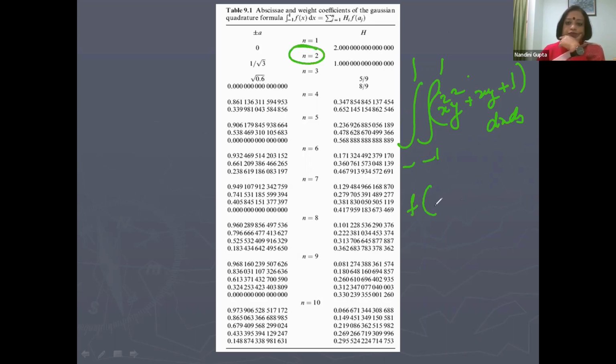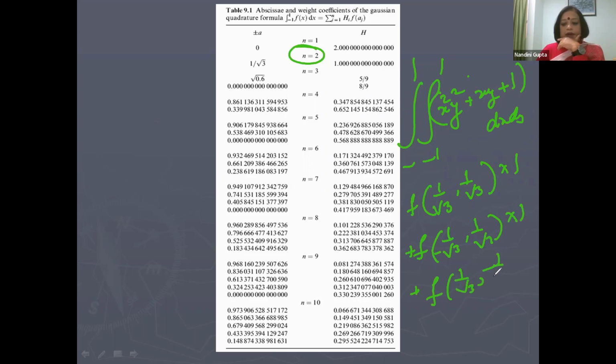So what will be your integration points? This is 2. So f at 1 by root 3, 1 by root 3, into 1, plus f at minus 1 by root 3, 1 by root 3, into 1, plus f at 1 by root 3, minus 1 by root 3, into 1, plus f at minus 1 by root 3, minus 1 by root 3, into 1, right? This will give you the total integration. Is this clear to everybody?